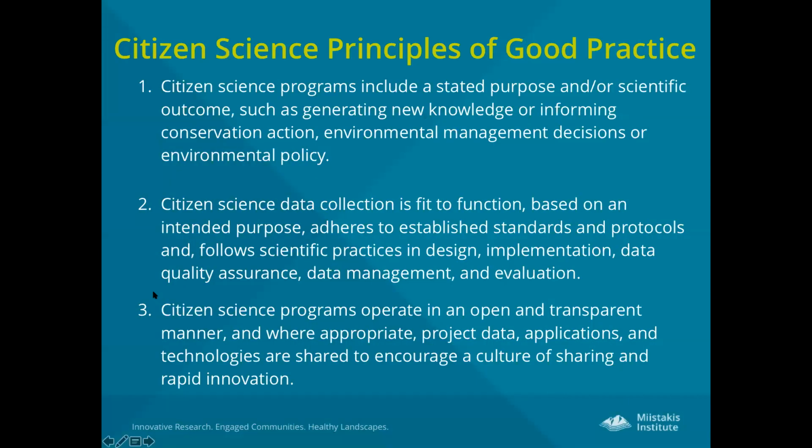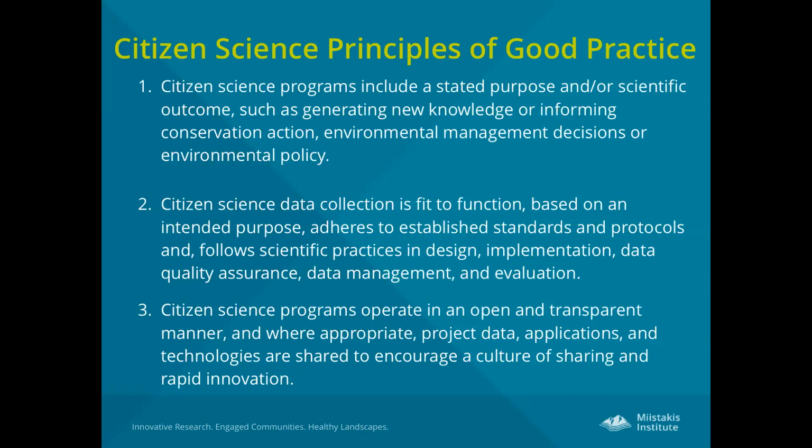What we have right now is draft principles, and there are 6 of them. I'll go over them really quickly here. The first is that citizen science programs need to include a stated purpose or a scientific outcome. That needs to be explicit. Secondly, that citizen science data collection is fit to function, which means that data is collected using standards and protocols appropriate to the intended purpose or outcome.